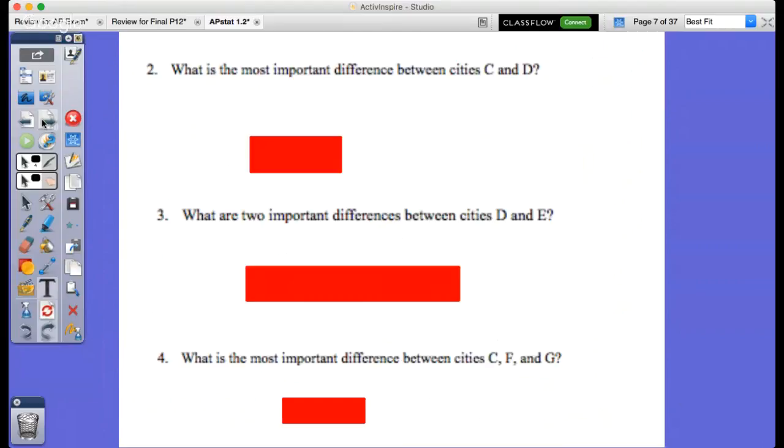Oh, okay. Number 2, I'm not talking to myself. I've got Torrance and Mason. They'll probably be watching this, so you'll be watching yourself a little bit later. So it's a little stats action. So they're joining us today. Question 2, what is the most important difference between cities C and D?